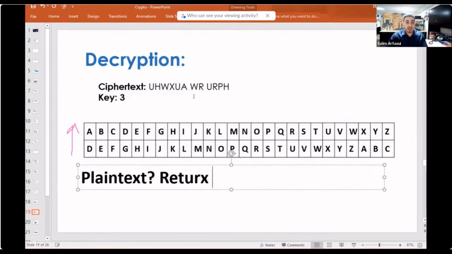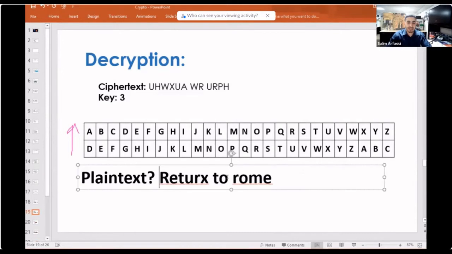Okay. And then we have W. W is going to turn into T, and R is going to be turned into O. And then U is going to be turned into R, and then R is going to be turned into O, and then P, this is P right here, turned into M, and then H is E. So supposedly the message is "return to Rome," right? That's the encrypted message that was sent.